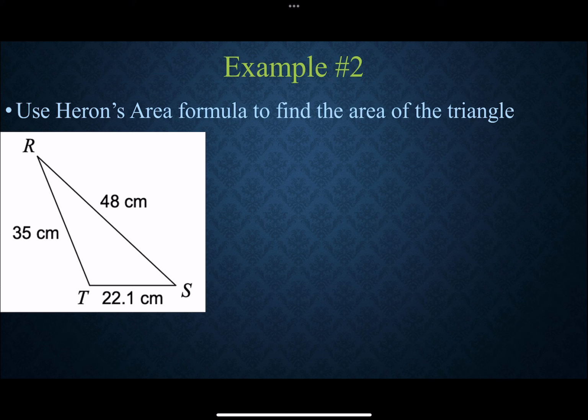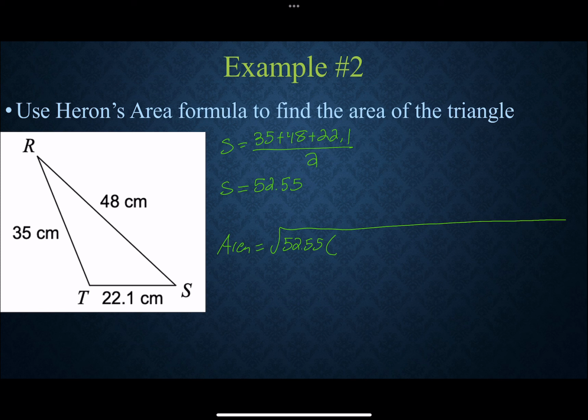So here, we find our value of S by doing 35 plus 48 plus 22.1. We divide that by 2. Doing that gives us an S value of 52.55. So our area, we'd have our square root, a nice big square root, make sure there's enough room here for S. And then we're going to do each of the differences of S and those three sides.